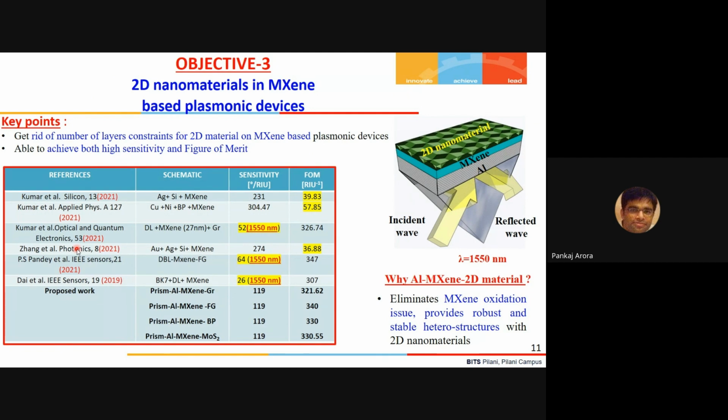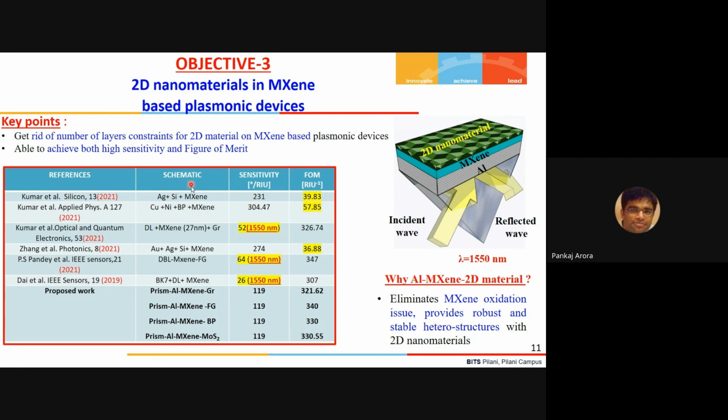So magazine is a new popular 2D nanomaterial. In this particular work, we are not only using magazine, we are using the heterostructure made with the magazine. Why? Because magazine gets oxidized very, very fast. So to protect it from the oxidation, we took different 2D nanomaterials and made the heterostructure with the magazine, and that is the work we are proposing over here.